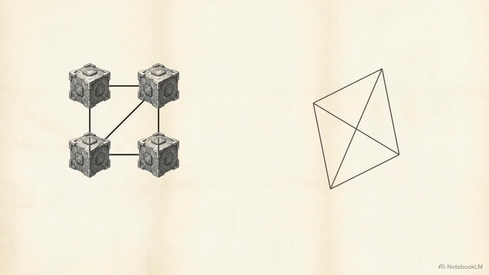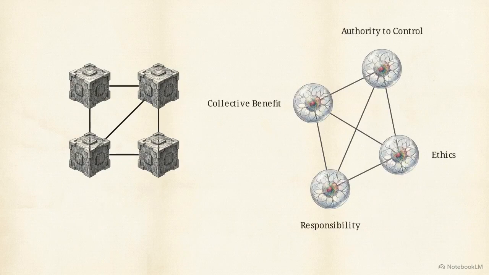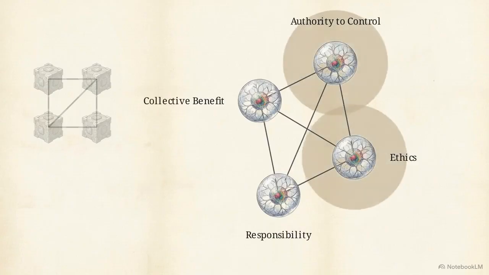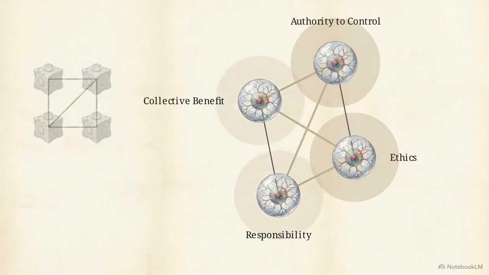On the left, the machine-centric FAIR framework. On the right, the Global Indigenous Data Alliance's CARE principles focus on people. Notice the pulsing nodes for authority to control and ethics. They ensure data use aligns with Indigenous ethical standards, generating collective community benefit.